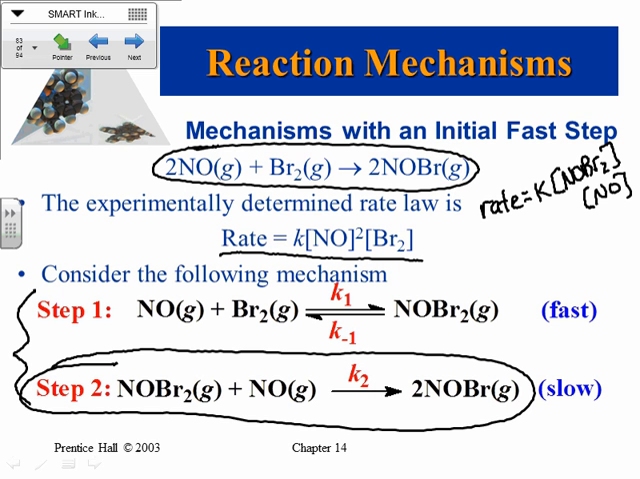We don't even know if this mechanism actually is how it occurs. So this NOBr2 is kind of theoretical, right? So you don't want to put something theoretical in your rate law. That's just not a good idea, okay? So you can't have an intermediate in your rate law, so that gives us a problem with this mechanism.